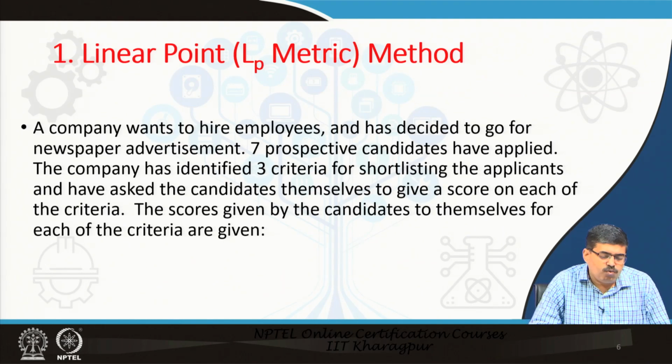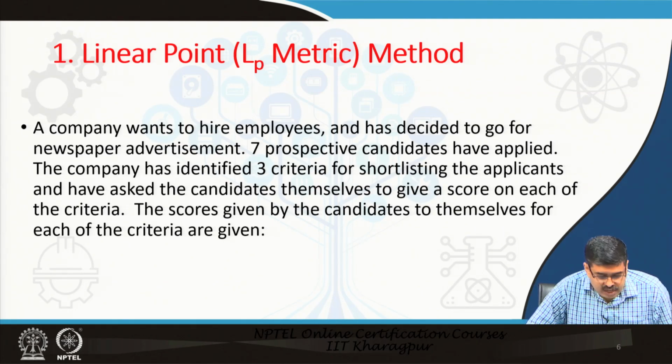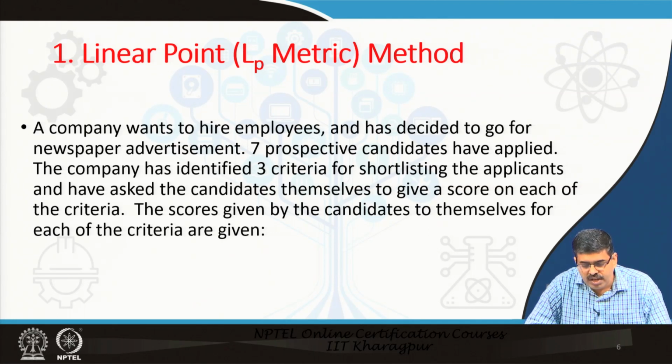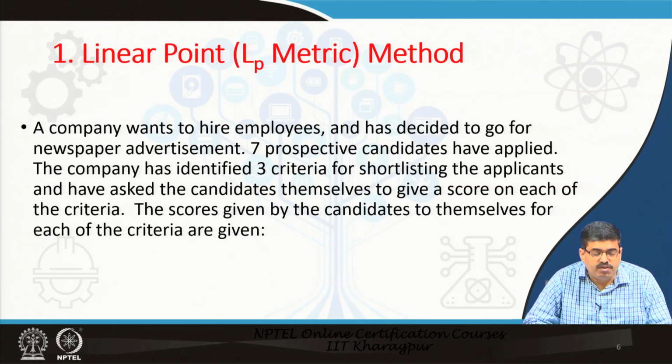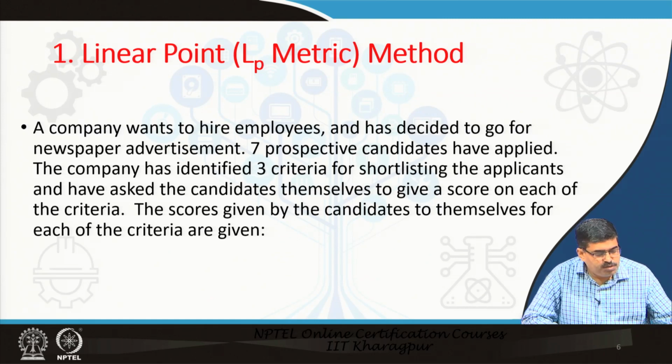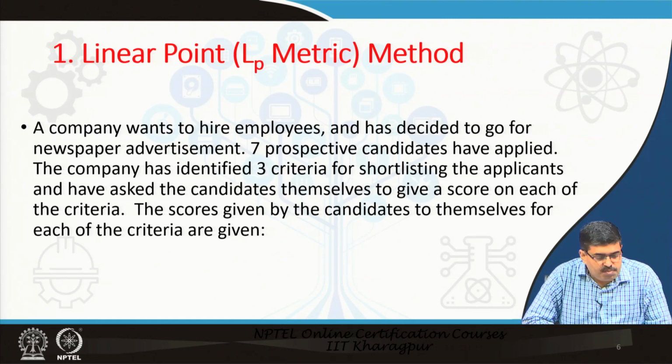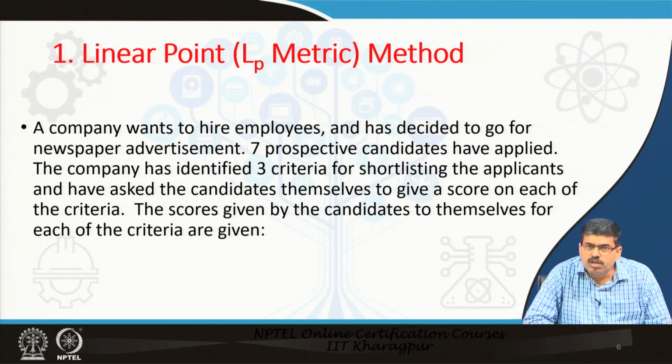Now, a company wants to hire employees. I am reading it out. A company wants to hire employees and has decided to go for newspaper advertisement. Seven prospective candidates have applied. The company has identified 3 criteria for shortlisting the applicants and has asked the candidates themselves to give a score on each of the criteria. So, you have advertised, and 7 candidates have applied.